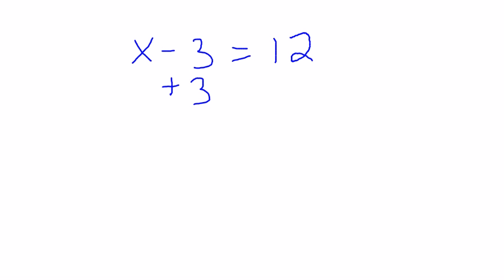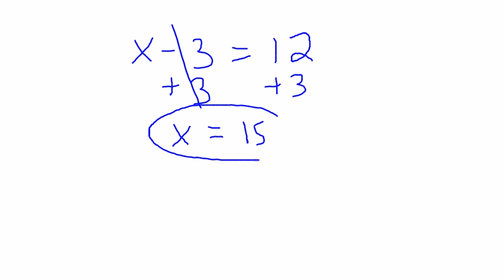And again, whatever we do to one side, we must do to the other side in order to keep our equation balanced. Negative 3 plus 3 is a zero pair, so we are left with x equals 12 plus 3 is 15. And again, we would plug in 15 into our original equation just to make sure it checks out. Now, we are going to learn how to solve equations that involve multiplication or division.